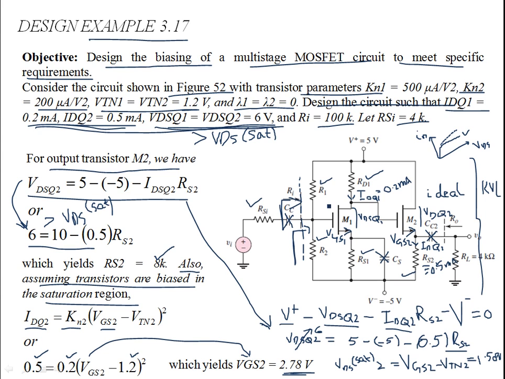This is what we desire. We desire M2 in saturation, and we also desire that M1 is in saturation. So this can be used to amplify the input signal. So we have VGS2 right over here. We have determined the first resistor, RS2, is 8 kilo ohms.